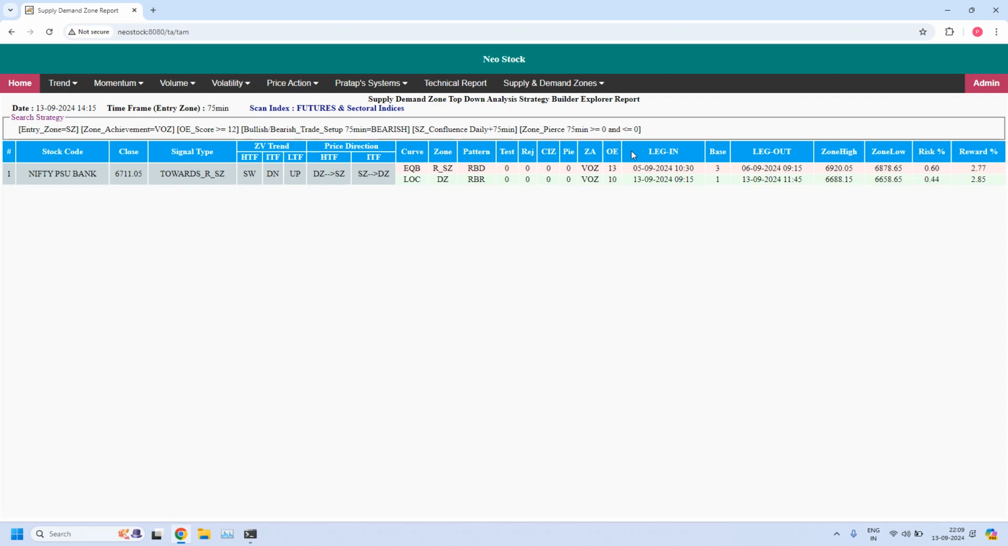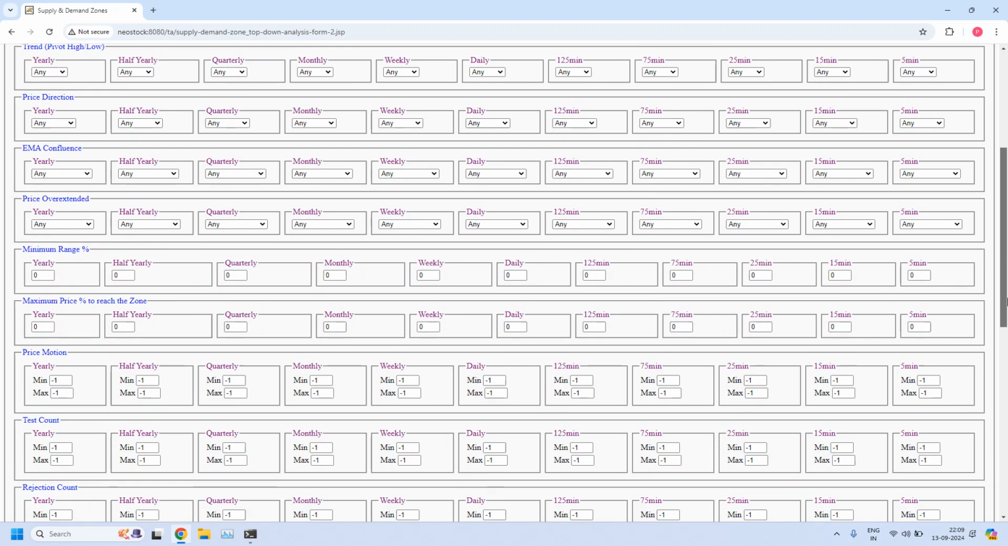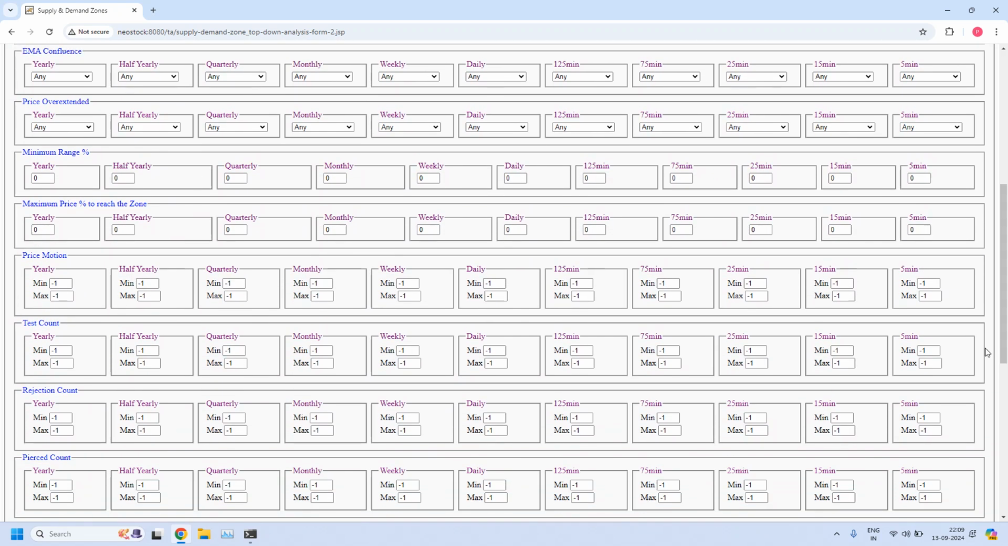Okay. Next, bullish trade setup for daily income trade. For daily income trade, entry time frame is 15 minutes. Entry zone, demand zone. In bullish or bearish trade setup at 15 minutes, I am selecting bullish, and 15 minutes demand zone should not be pierced. So in the pierced count at 15 minutes, minimum value is 0, maximum value is 0.